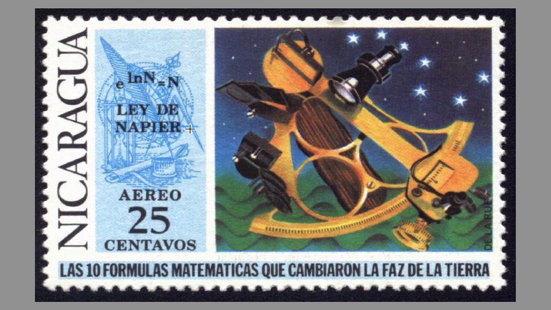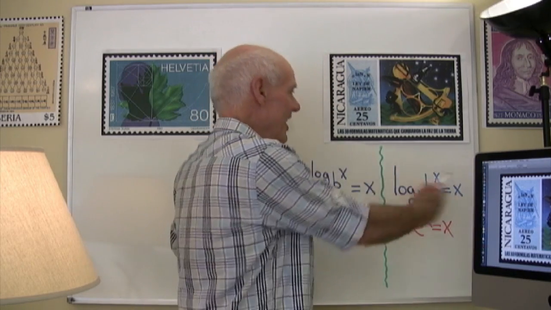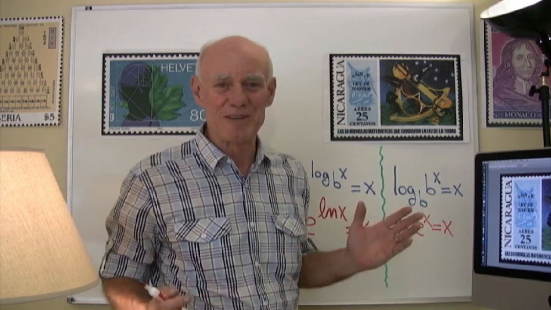And that's due to the mathematician Napier, who is the person that invented logarithms. So these identities and things with logarithms, pretty important. I mean, it kind of goes without saying that if it's on a postage stamp, it must be important.